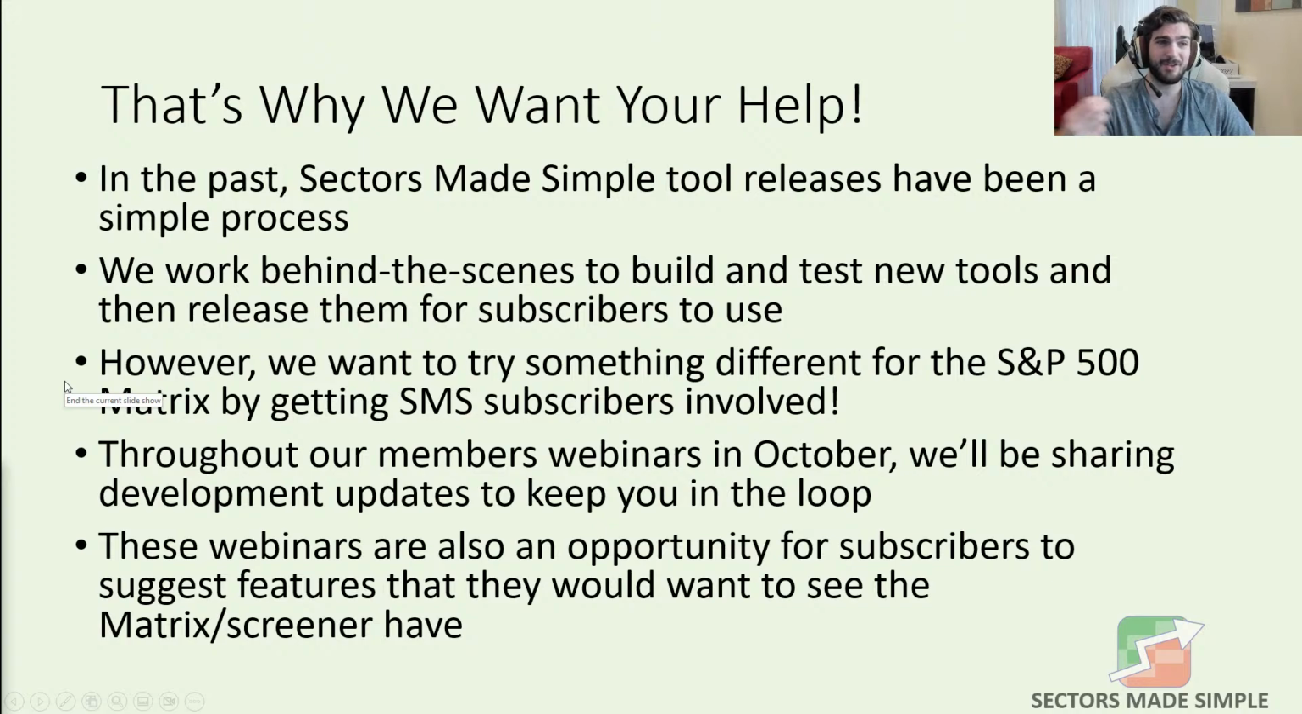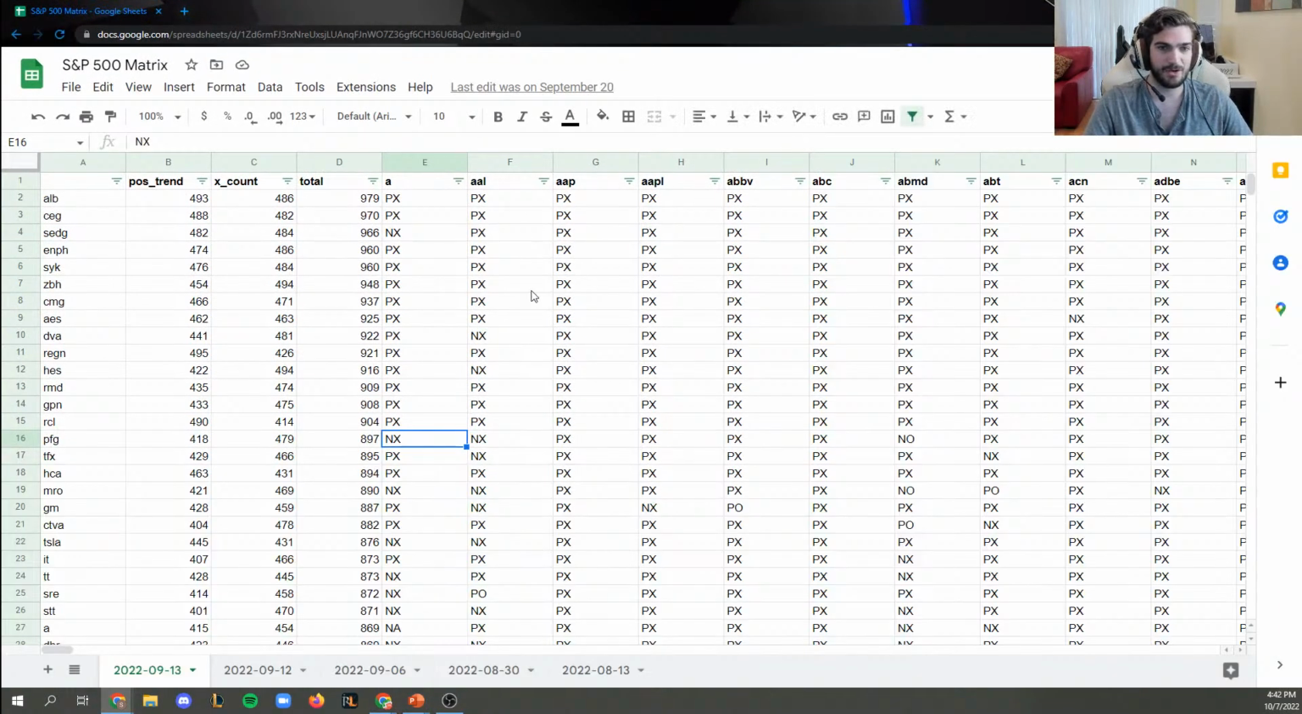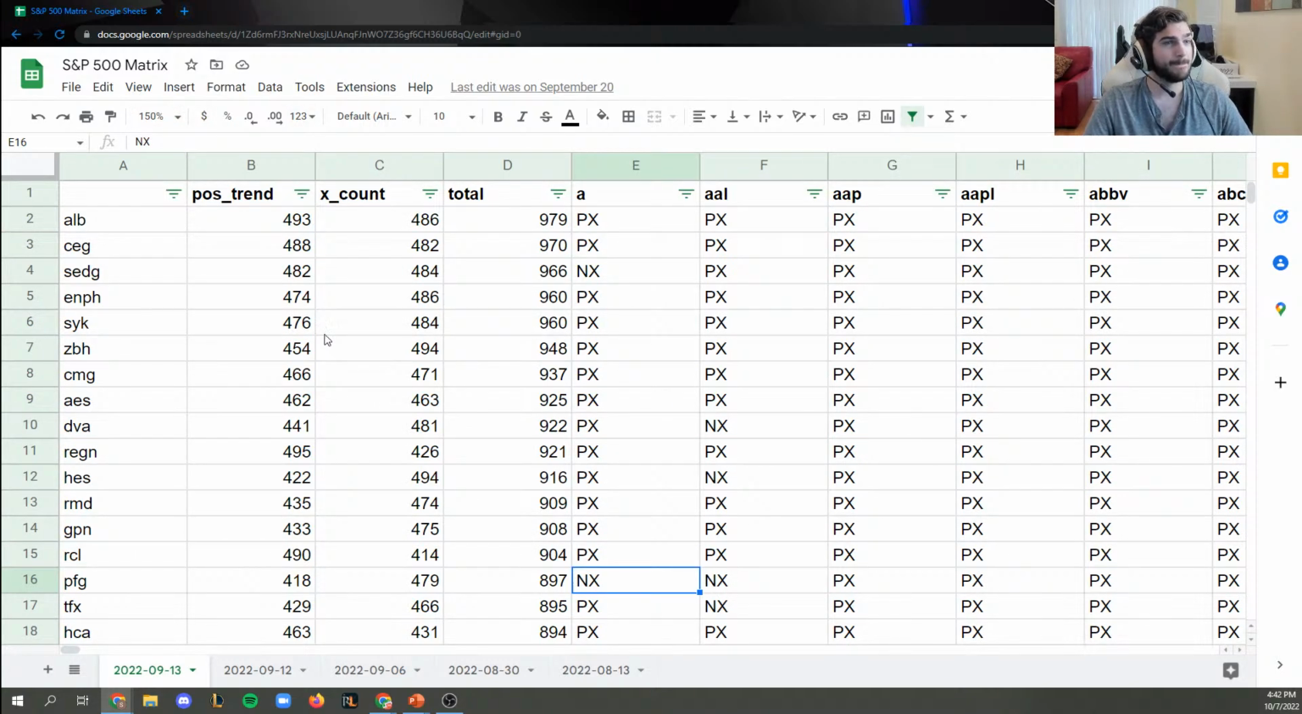But every Tuesday in our members webinars throughout October, I will come to you all and I will share with you all, hey, here is what the spreadsheet looks like. We're going to start developing this in a Google Sheet. So that is something that I can show you all real data and I can go in and play around with it real time with you all. So I can go and I can say, hey, here's what the matrix looks like right now. What would you all want to see added?